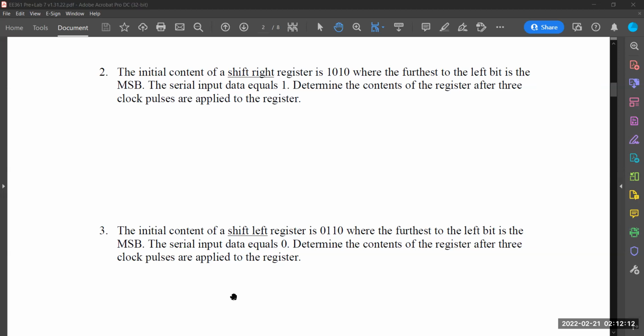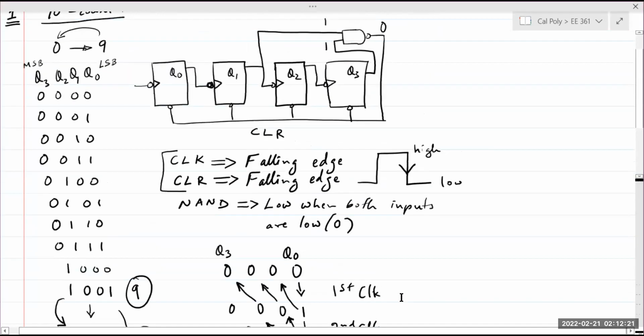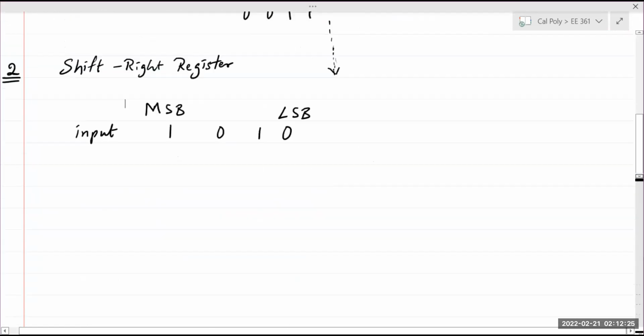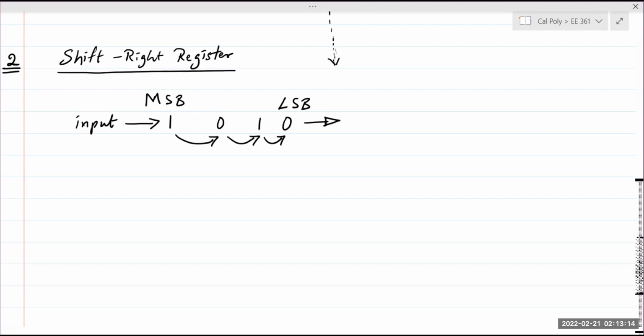So let's solve for this. We have a shift right register, and we have the initial storage as 1010. This is the most significant bit. This is the least significant bit. It's a 4-bit shift register. Now, the input is coming from the left. So all of the data is moving towards the right. This least significant bit is actually moved out. Anytime one clock pulse arrives, you have input being fed into this register. So the contents of the register keep shifting towards the right, and hence the name shift right register.